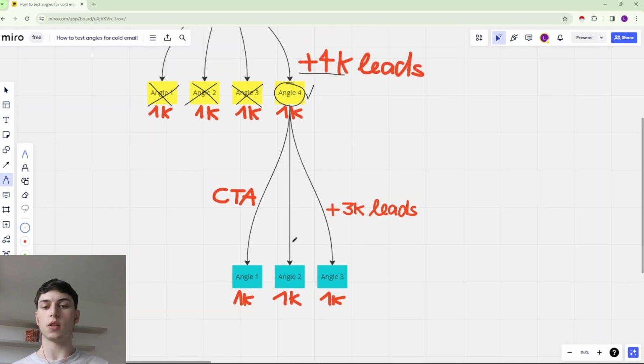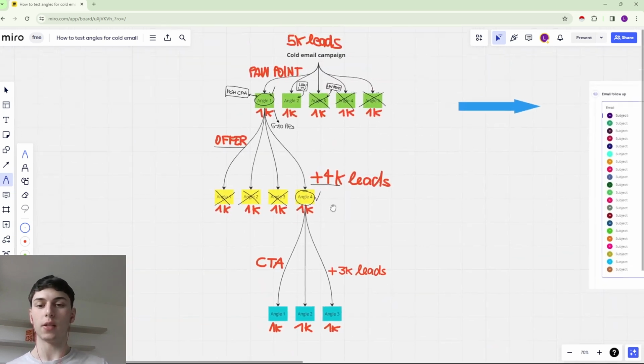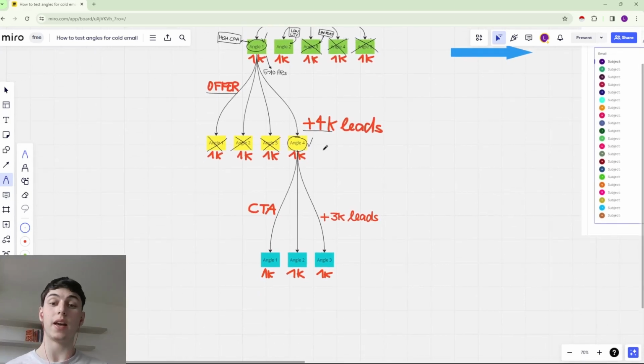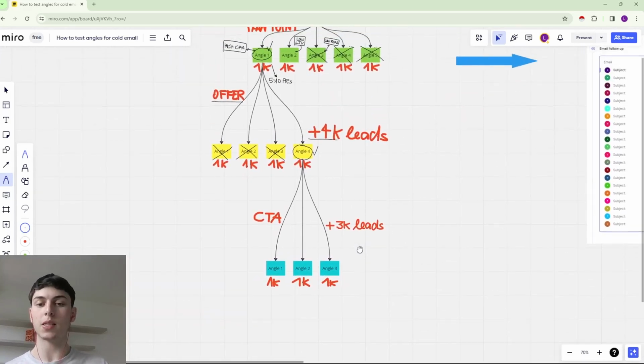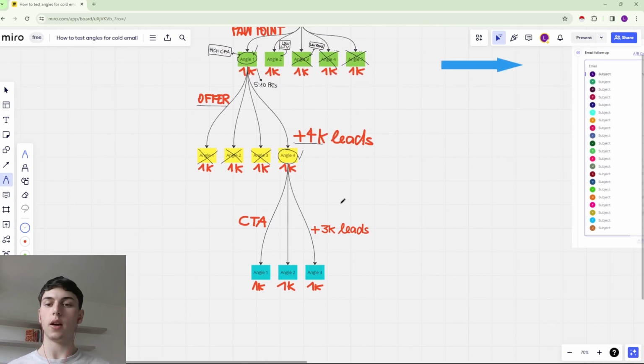And essentially this process works exactly like this. So it's essentially an unlimited graph that we could do here. You could split test as many variables as you like. I would say the most important ones, again, are the pain point or problem you're leveraging, the offer or positioning of the offer, the call to action, and then really just the email structure overall. I wouldn't recommend you split test the subject line. That really doesn't matter that much.